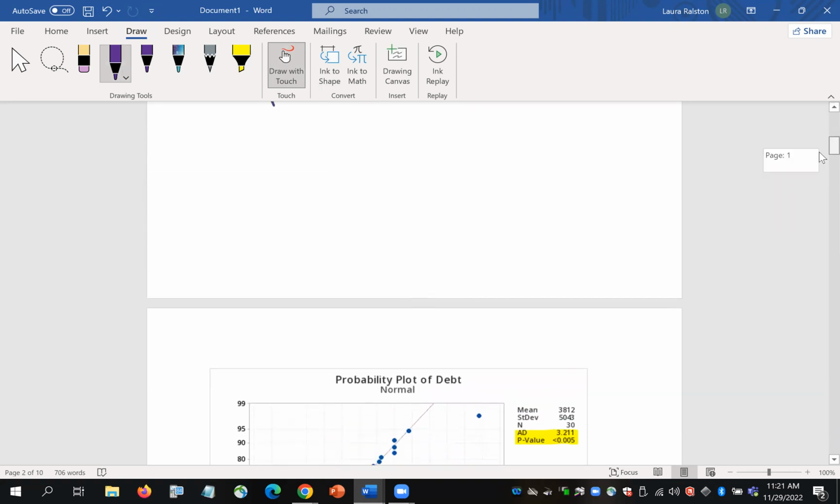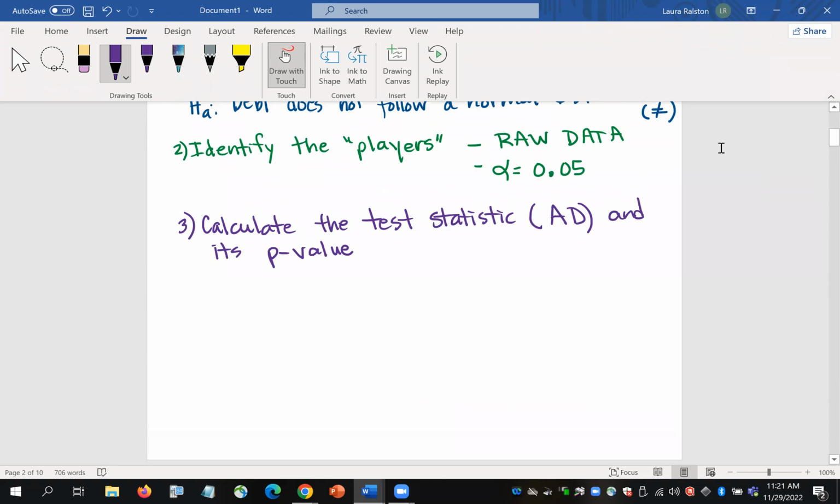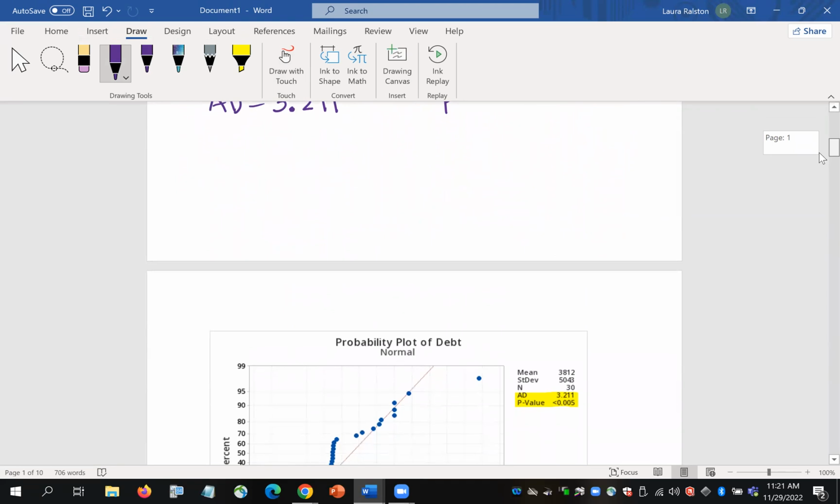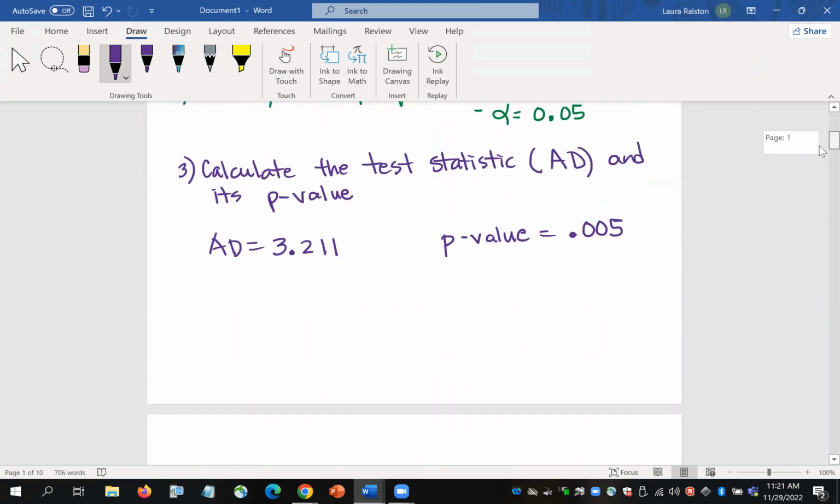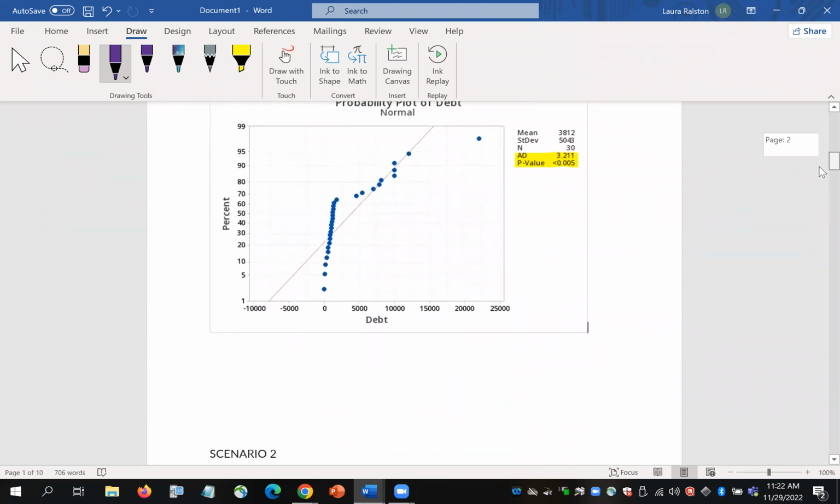So my Anderson-Darling, based on this graph, is 3.211, and the p-value, it says it's less than 0.005. Okay, so it says less than. We'll just use it as equal because that's what we have. Okay, so we pull that information from the table.